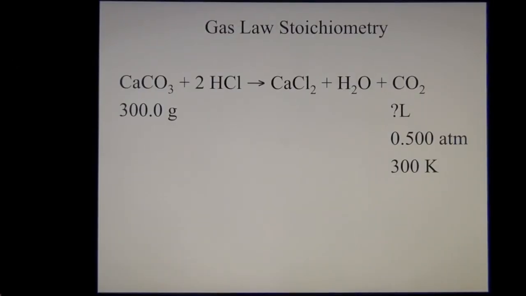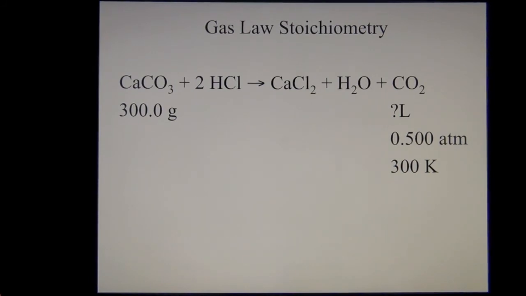We're now going to use the ideal gas law to calculate the volume of a gas, CO2 in this case, that can be produced at non-standard conditions, starting with the reaction of 300 grams of calcium carbonate with excess hydrochloric acid. So if we can get the moles of CO2, we're going to be able to use our ideal gas law to solve for the volume. So the first thing we got to do is some basic stoichiometry.